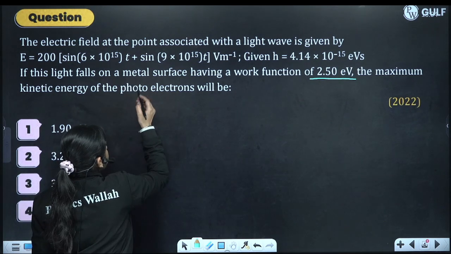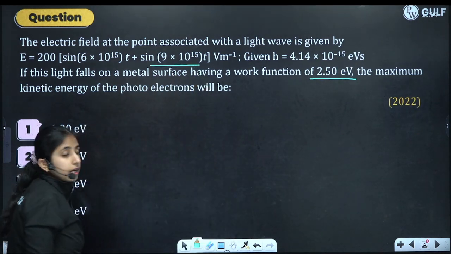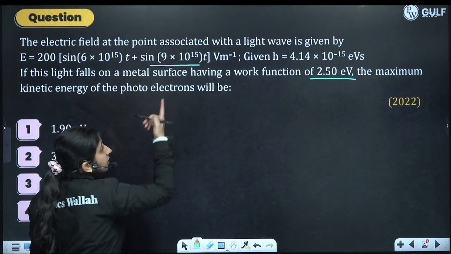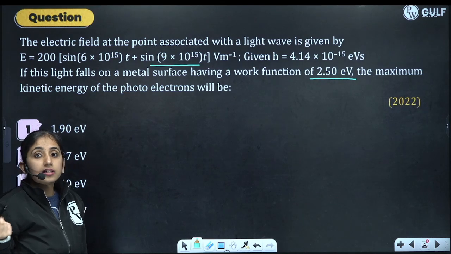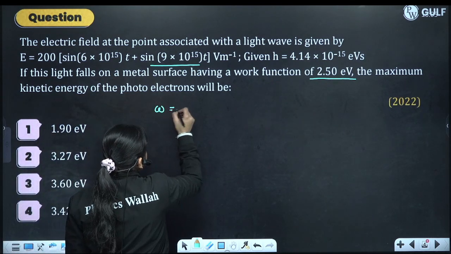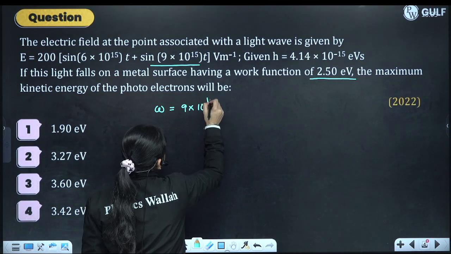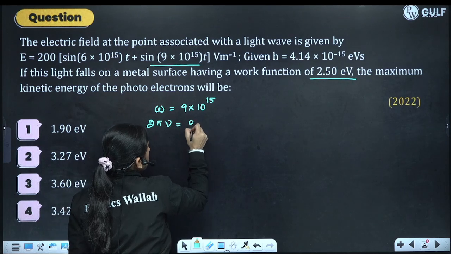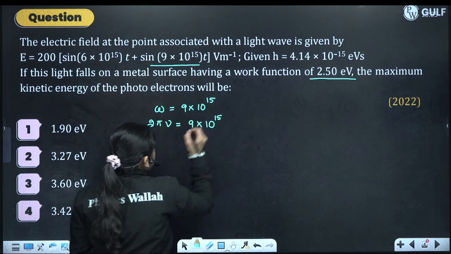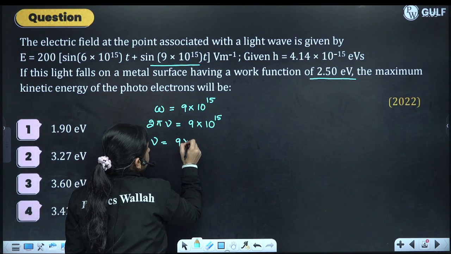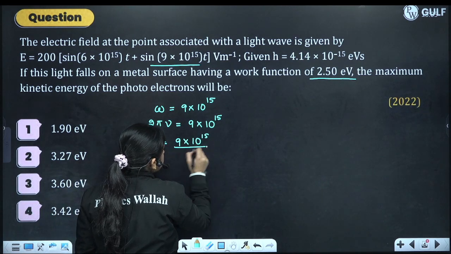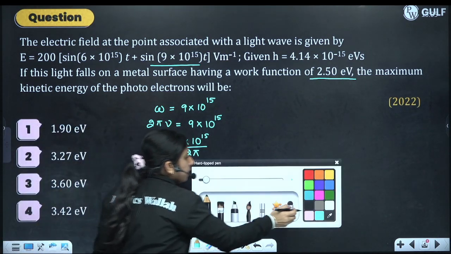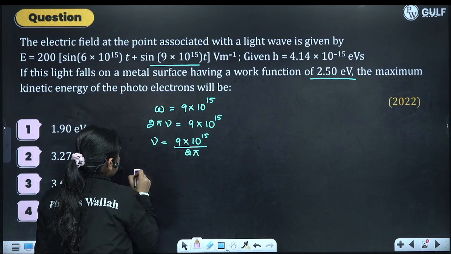Now for maximum KE, we will take omega maximum. We will take the maximum frequency out of the two, which is greatest: 9 into 10 raised to the power 15. So for maximum kinetic energy we take the larger value of omega. Omega is equal to 2 pi nu, so from here we can calculate nu as 9 into 10 raised to the power 15 divided by 2 pi. This is the frequency. Then we have to calculate KE maximum.